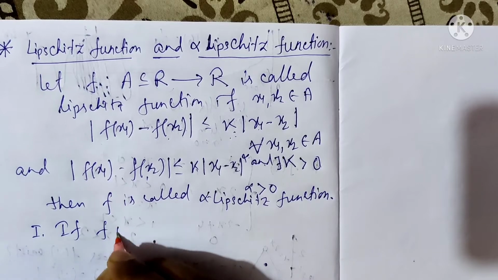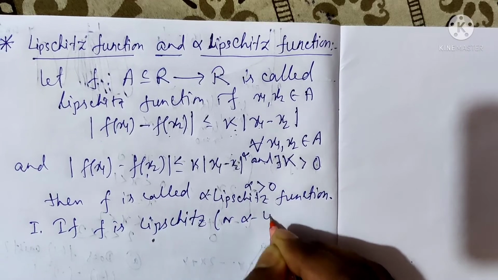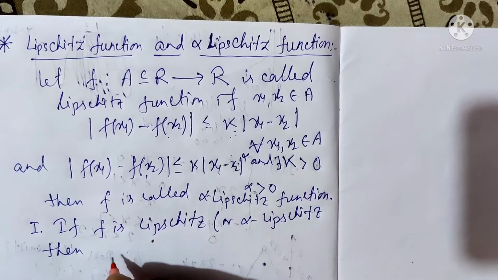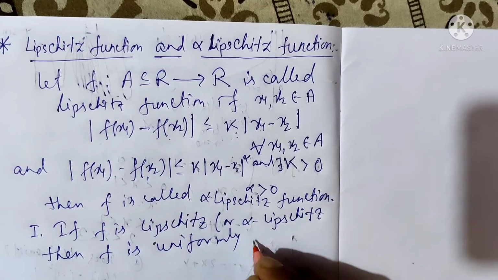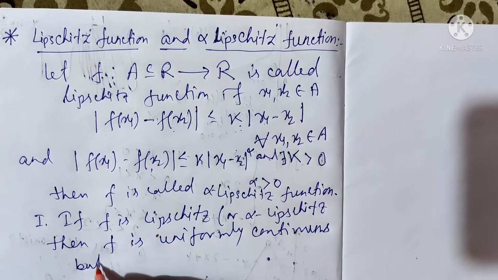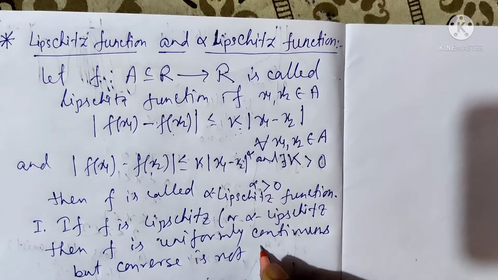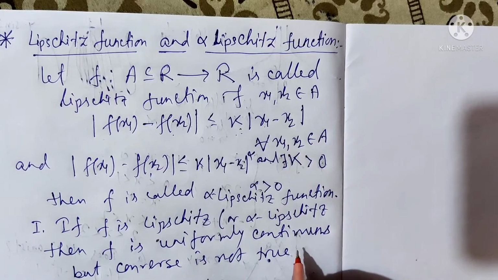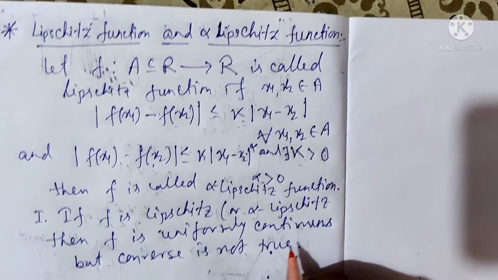If f is a Lipschitz function or alpha Lipschitz, then f is uniformly continuous. But the converse is not true. That is, if a function is uniformly continuous, then f may or may not be Lipschitz continuous.